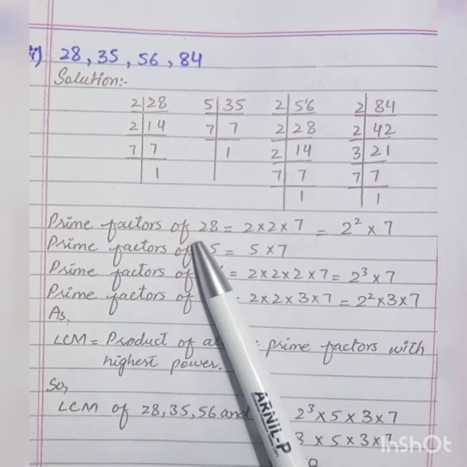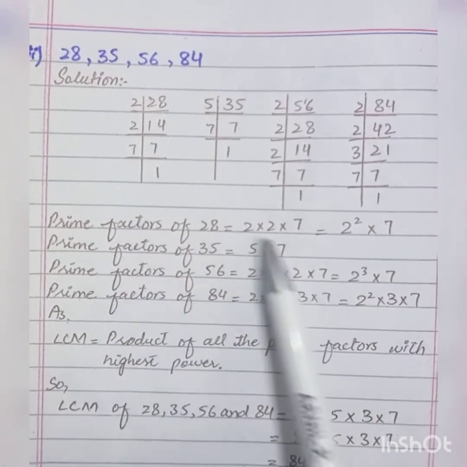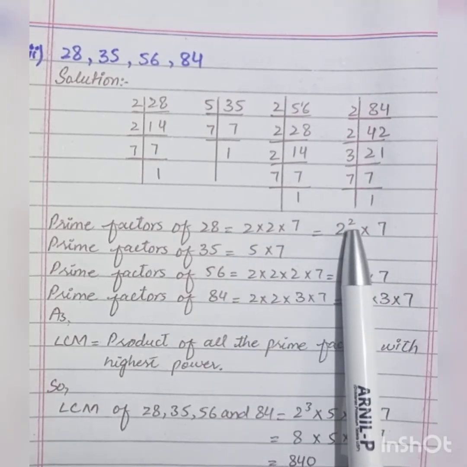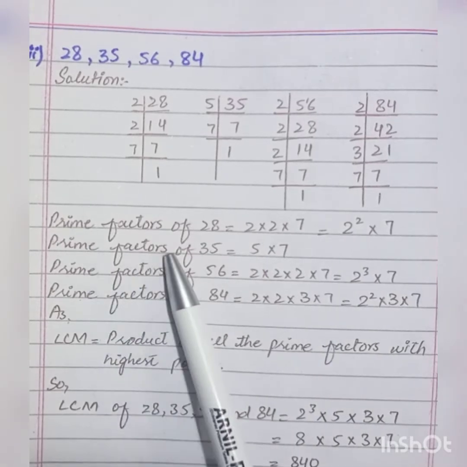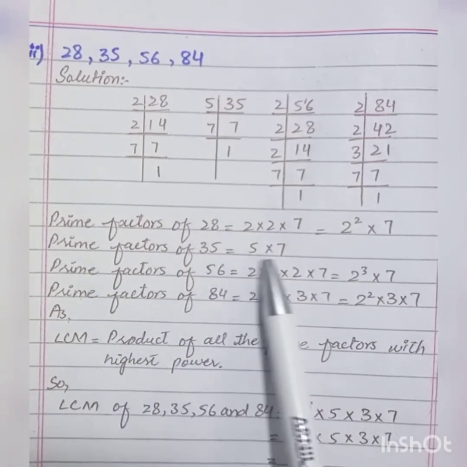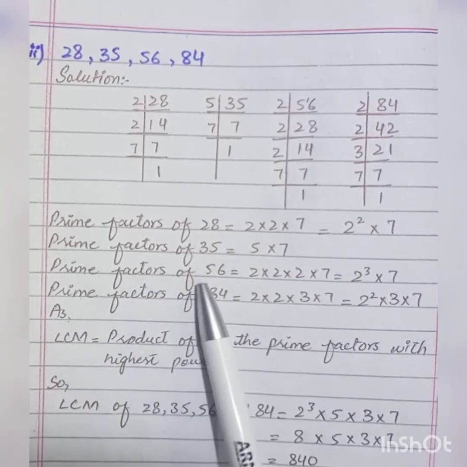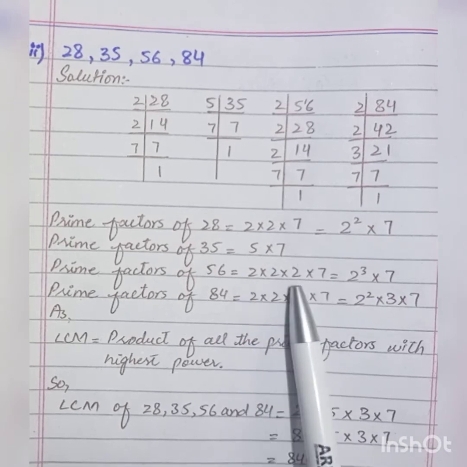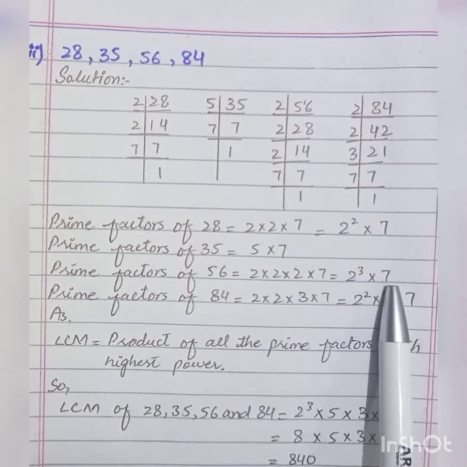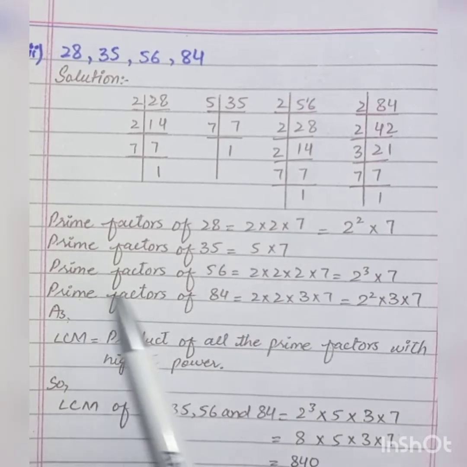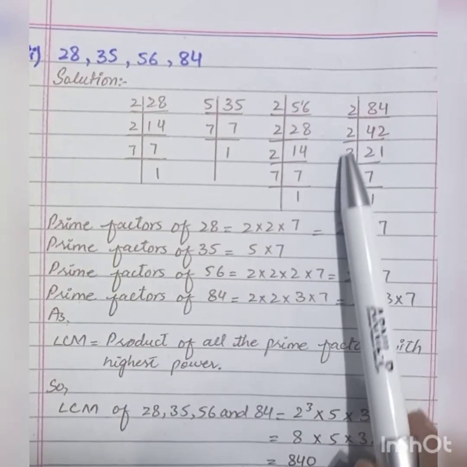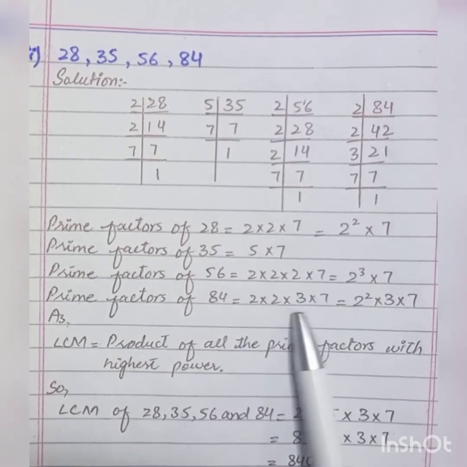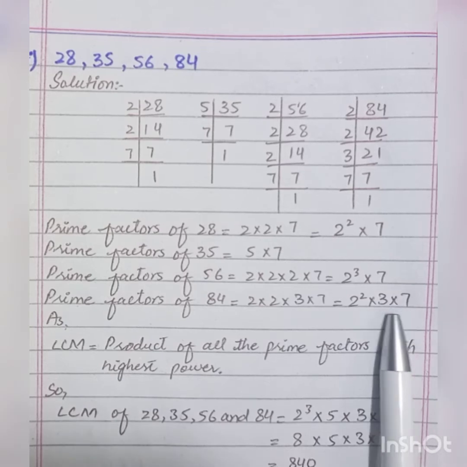Now we can write the prime factors of 28 are 2 multiplied by 2 multiplied by 7 is here, and also we can write 2 multiplied by 2 as 2 to the power of 2 multiplied by 7, and also prime factors of 35 are 5 multiplied by 7 as mentioned here. Now the prime factors of 56 are 2 multiplied by 2 multiplied by 2 multiplied by 7. We can write the value of 2 as 2 to the power of 3 multiplied by 7. And prime factors of 84 are 2 multiplied by 2 multiplied by 3 multiplied by 7. So we can write 2 multiplied by 2 as 2 to the power of 2 and multiply by 3 and multiply by 7 as it is.